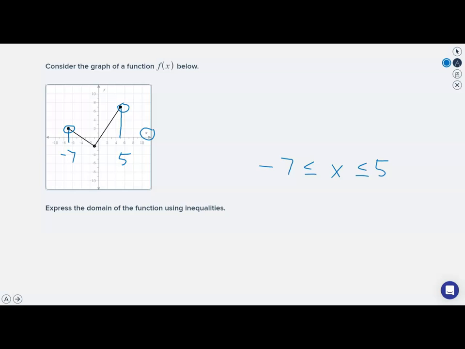So we see that we have -7 is less than or equal to x, which is less than or equal to 5. And we found that by finding the upper and lower limits of our domain from the graph, and then realizing that those endpoints were included in the solution, which told us to include or equal to for our inequalities. So this is the domain for our function expressed as an inequality.